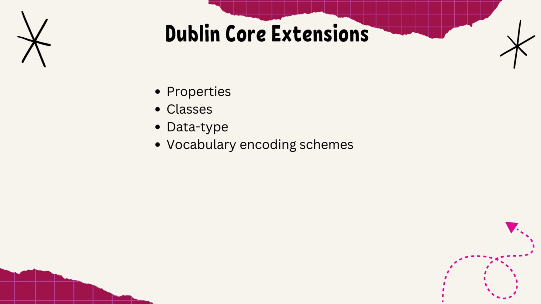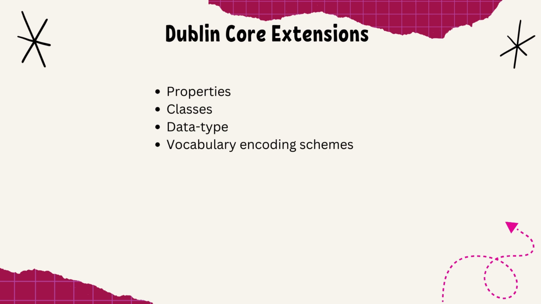Data types refer to the specific types of data values that can be used for the properties. Data types ensure that the metadata values are formatted correctly and consistently. Data types are used to define the kind of data that can be stored in metadata elements such as text, date, or integer. This helps in validating and processing metadata values accurately.